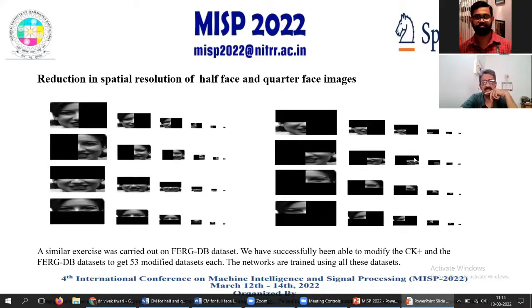Now, along with this, we have also done spatial resolution drop in the half segment face images as well as the quarter segment face images. So this is the right half of the image, and this is a 10 cross 10 version of the same image, whereas this is a lower right segment of the image, and then subsequently we reduce the spatial resolution to get a 10 cross 10 image. So we can understand how much of a drop there has been in the spatial resolution.